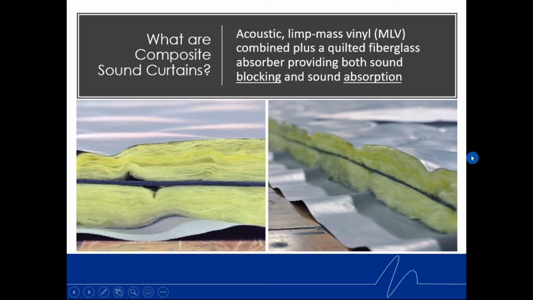So when we talk about composite, it just means that this acoustic product is going to both absorb as well as block sound all in one product. It doesn't just block sound and it doesn't just absorb sound. So for composite curtains, basically it's an acoustic MLV, or mass loaded vinyl, or barrier vinyl, combined with a quilted fiberglass absorber, providing both sound blocking and sound absorption. So this is a cut view before it's actually cut off and sewn as a finished panel, but that's what we're looking for, composite, anything with sound blocking and sound absorption.